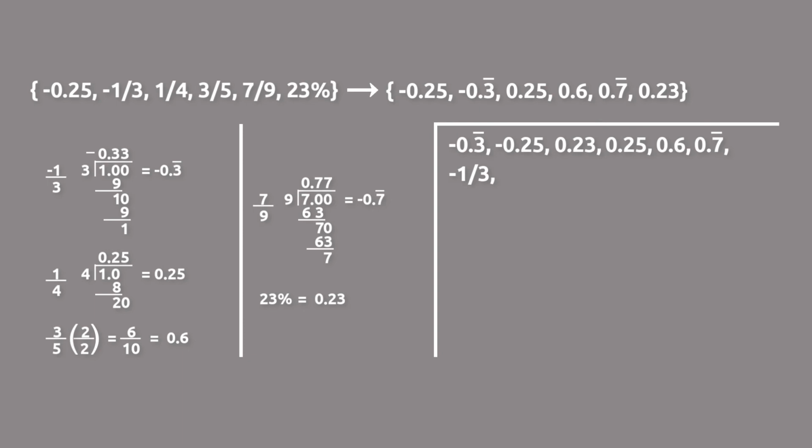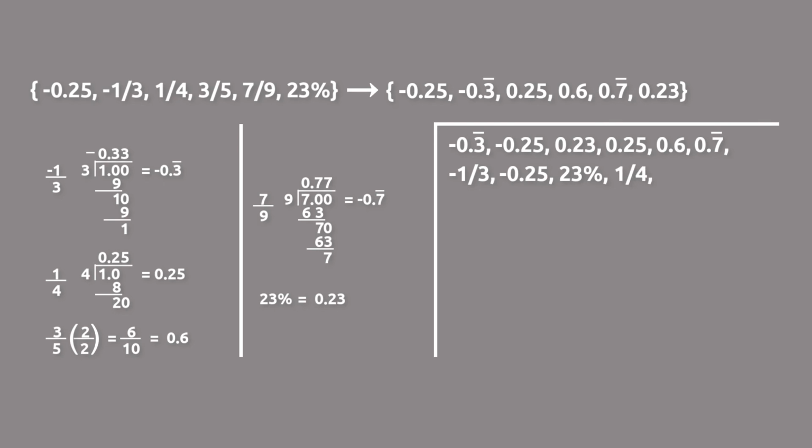Negative 0.25, we were given that in that form. Actually, I'll write it as what we originally started with since we were given that. Negative 0.25, and then 0.23, that was our 23% right here. So we'll rewrite 0.23 as 23%. And then our 0.25, that was our 1/4. So we'll rewrite that as 1/4.